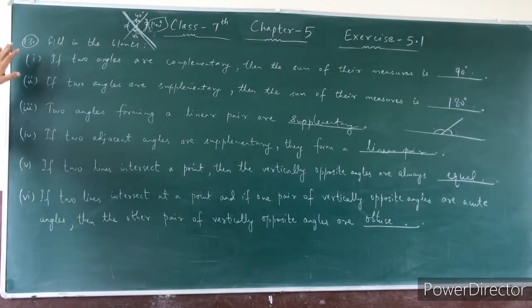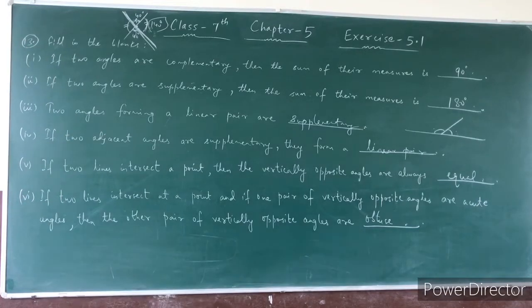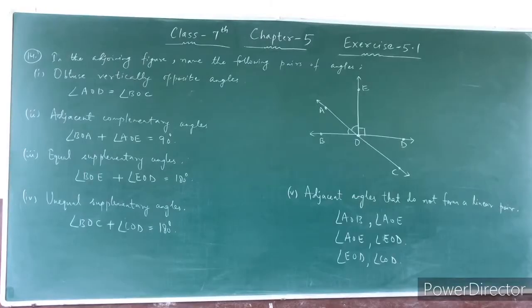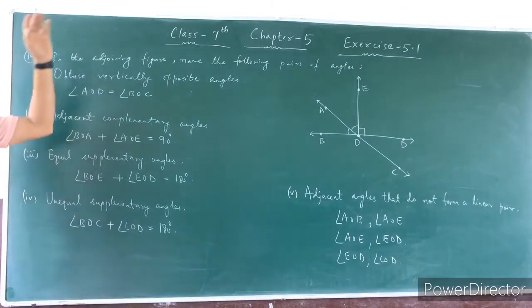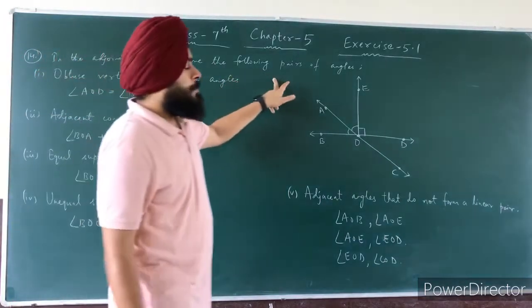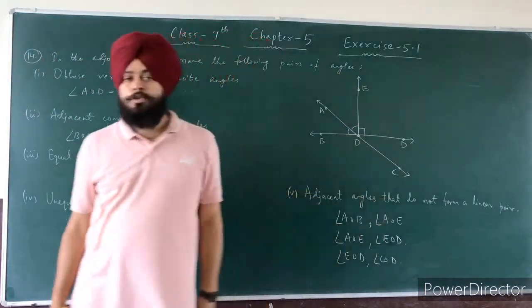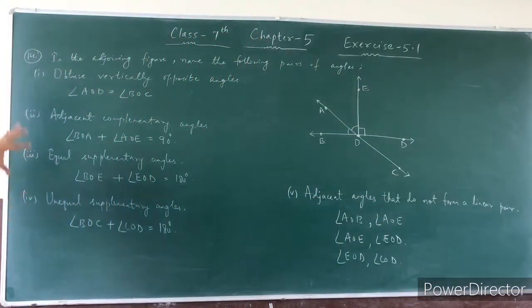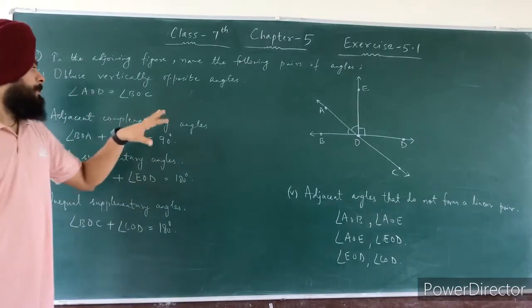Okay, so this is your question number 13. So this is your last question number 14 of exercise 5.1. In the adjoining figure, name the following pairs of angles. So this question is same as question number 9 that we have already done. So I will explain in brief.